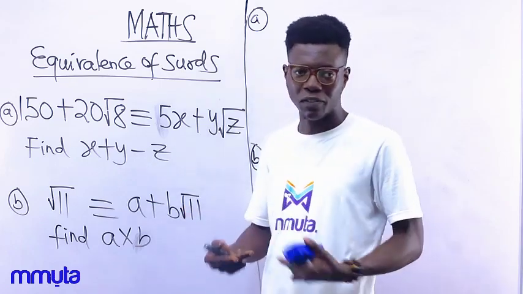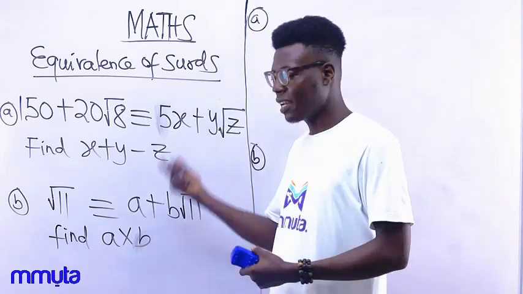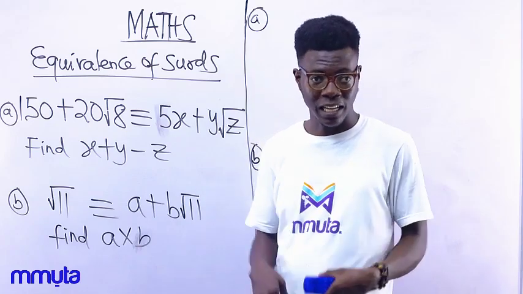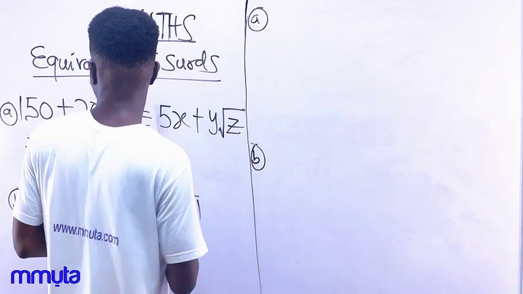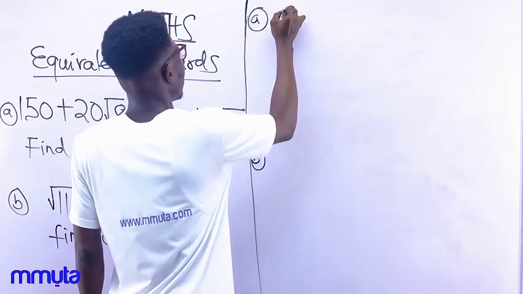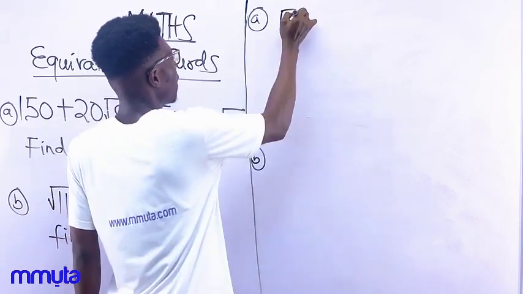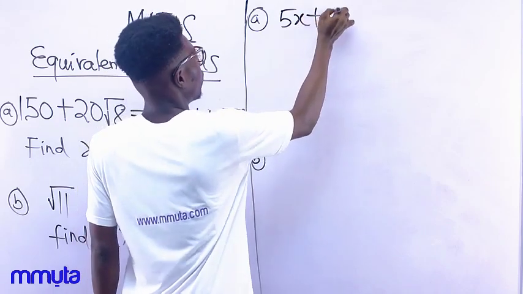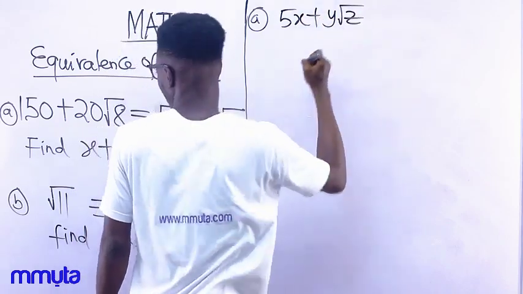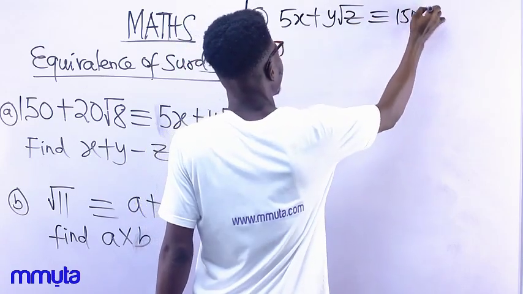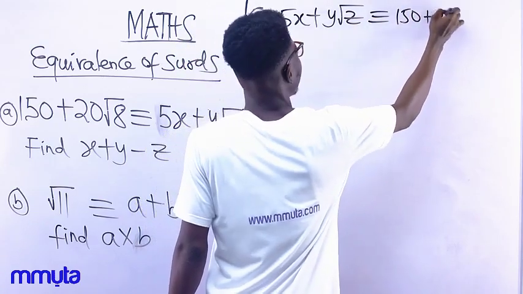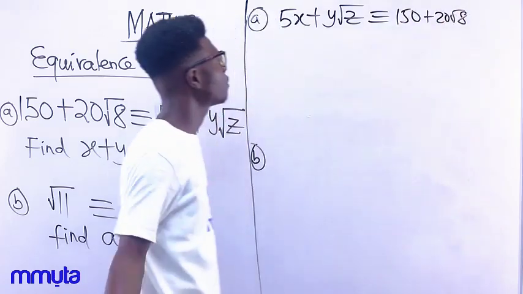How do you resolve that? If you can solve, go ahead and solve. Or if you cannot, then you are in the right place. So let's continue. We are going to rewrite our question. We can start from here. We say 5x plus y root z is equivalent to 150 plus 20 root 8.